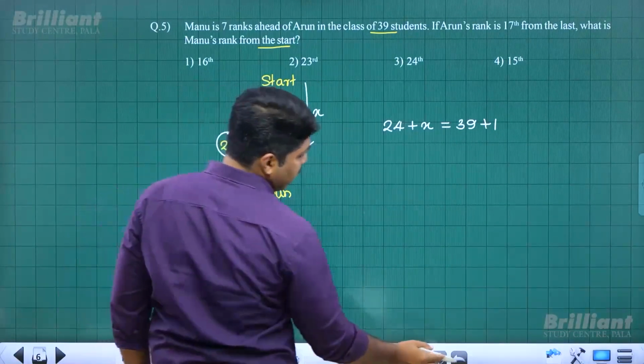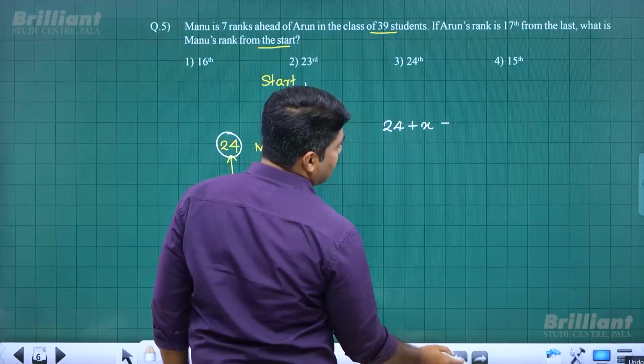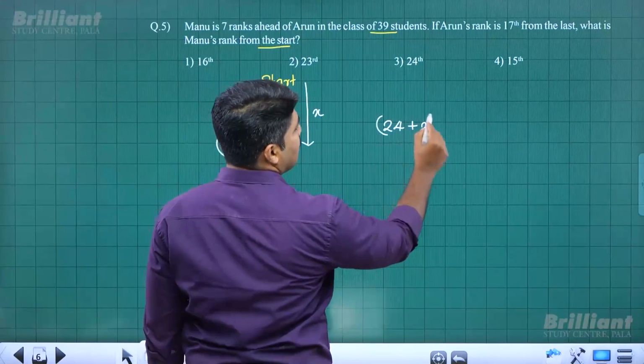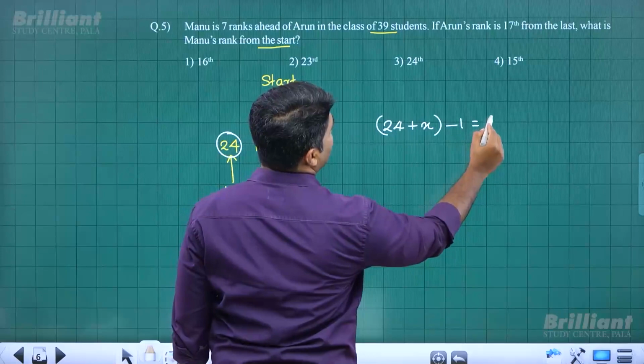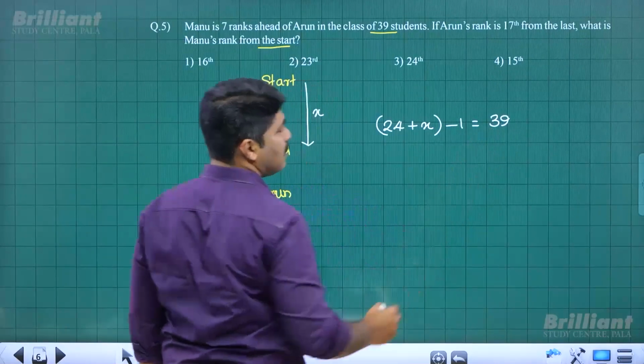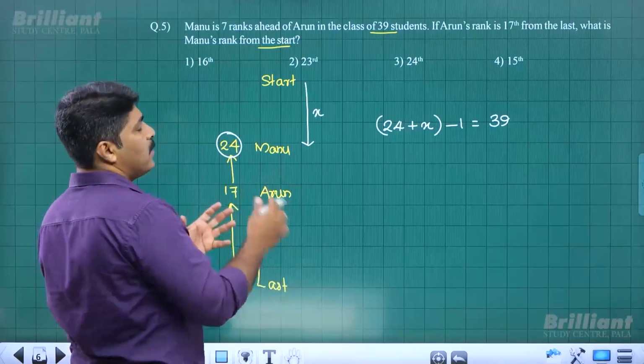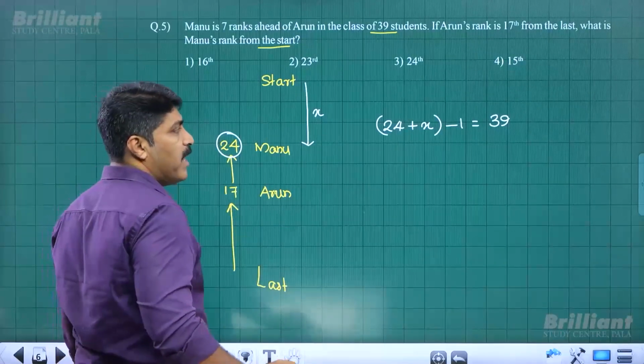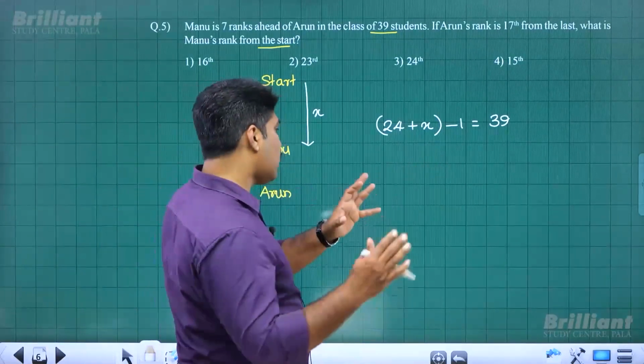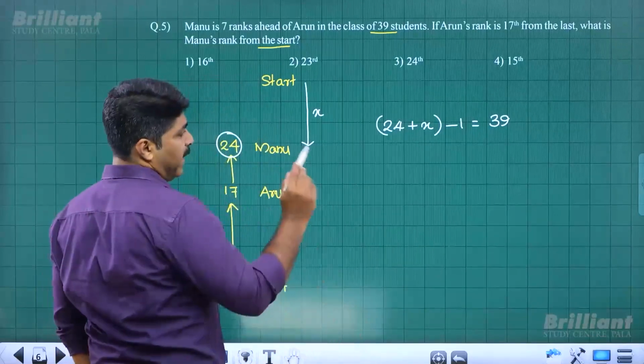Or otherwise, we can express it in another way. This is 24 plus x minus 1 is equal to the total number of students. Why? It is like this. Here we are considering the rank orders, so there we have to do the operations. I will explain it with a simple example.